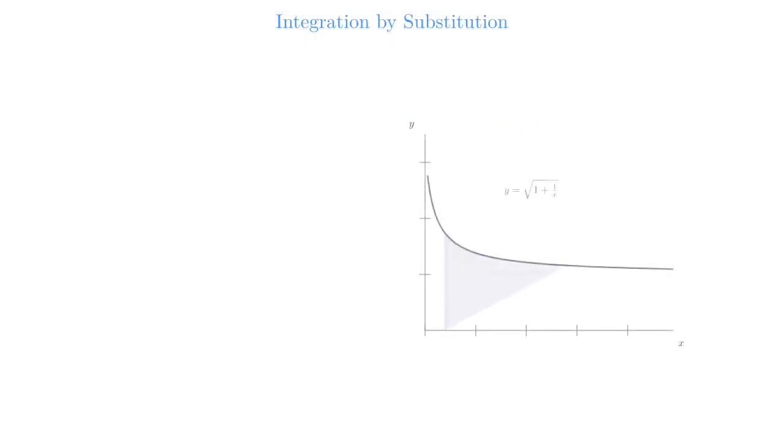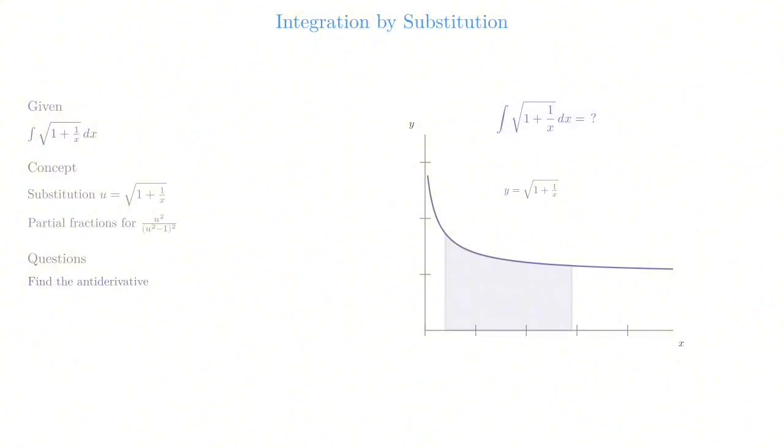How do you integrate the square root of 1 plus 1 over x? The nested fraction under the radical makes direct methods impossible. Most students get stuck because no standard formula applies. The key insight is a substitution that clears the entire radical at once. Question: find the integral of the square root of 1 plus 1 over x dx.